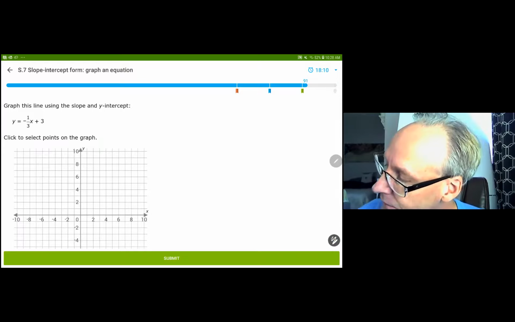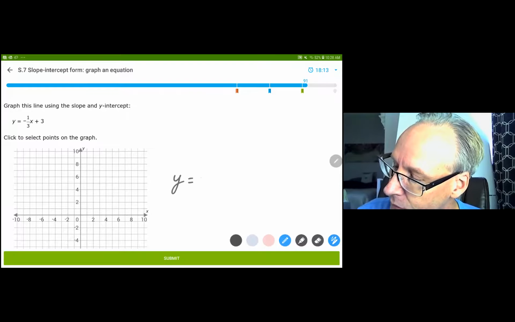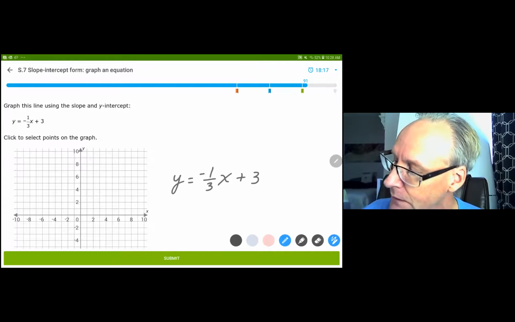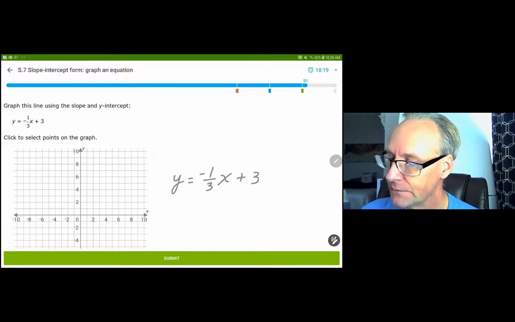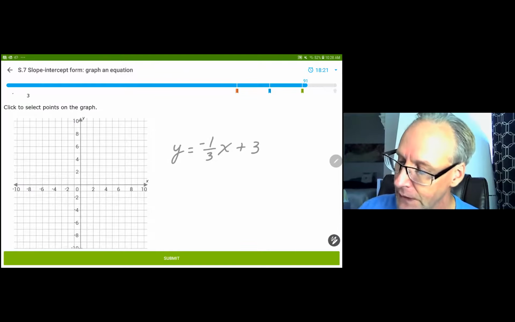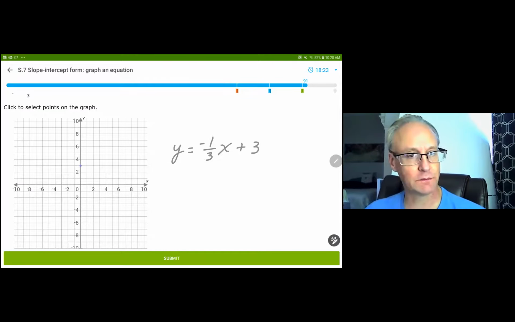And we have y equals negative 1/3 x plus 3. Okay, so we've got 0, 3 as a possible point. Again, if I wanted to choose some x's other than 0, I would want to choose multiples of 3, because there's that 3 down there that would make it a whole number. If it was 3, 6, 9, I could put in any of those points.